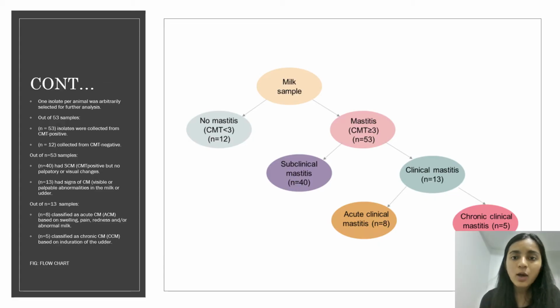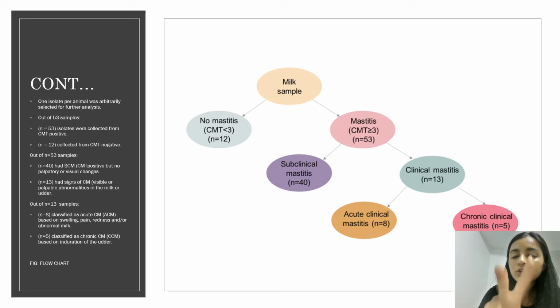Now, how can we say whether this milk sample has mastitis? There can be two cases. If the CMT value, the mastitis test value, is less than 3, then no mastitis is there, and we won't consider that. If the test value is greater than or equal to 3, then we'll consider it.